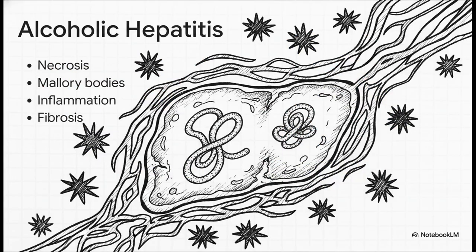Moving into the second stage, we hit alcoholic hepatitis. This is a highly dangerous intermediate stage that prominently affects zone 3 of the liver. Here, we first start to see actual hepatocellular necrosis. A major microscopic identifier you absolutely must remember here is the presence of Mallory bodies. These are clumps of damaged proteins, also referred to as alcoholic hyaline. Accompanying these Mallory bodies is an aggressive inflammatory response, and crucially, the active onset of fibrosis. The liver is now actively scarring.